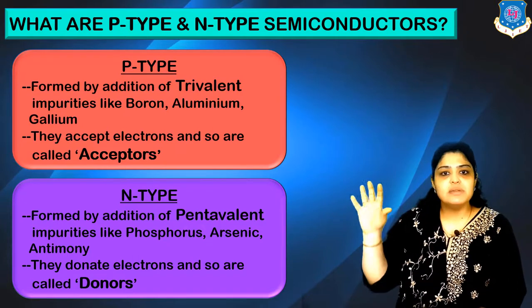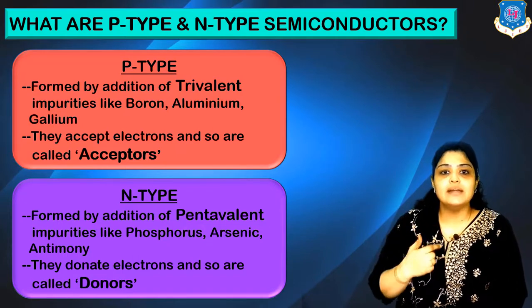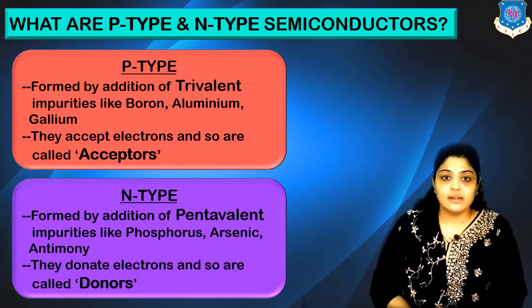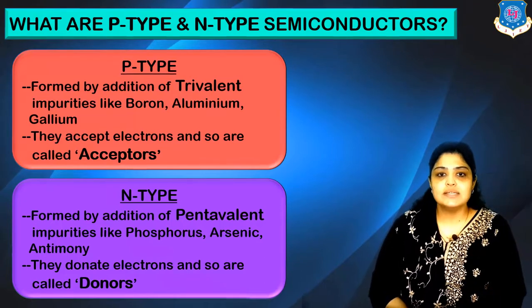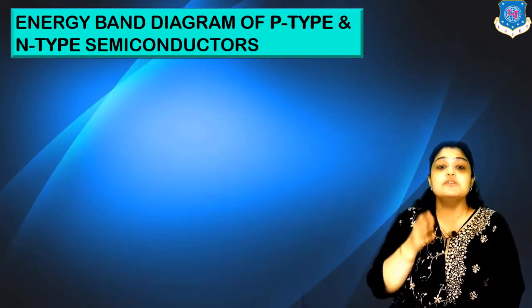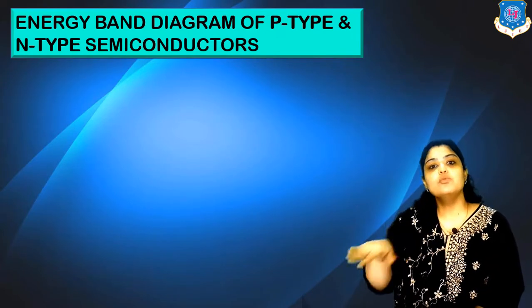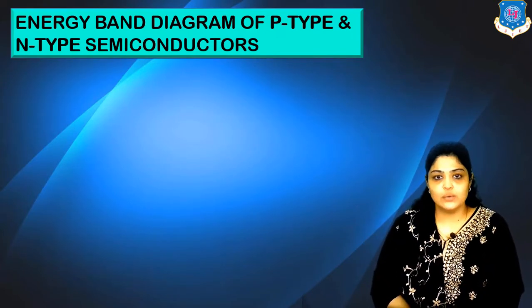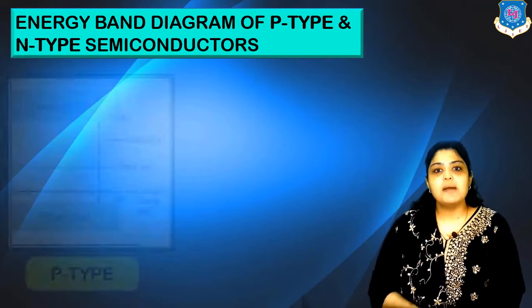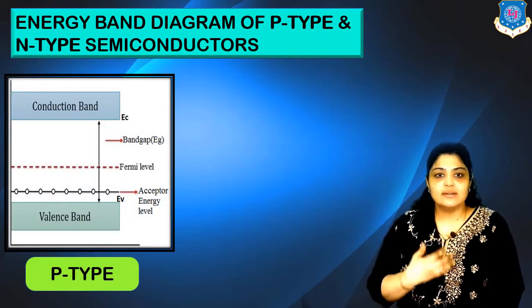So this was just a brief idea of what are p-type and n-type materials. Now let's discuss energy band diagrams of p-type and n-type semiconductors individually. Then we'll move on to the topic of p-n junction diode. So let's see what energy band diagram of a p-type semiconductor is.